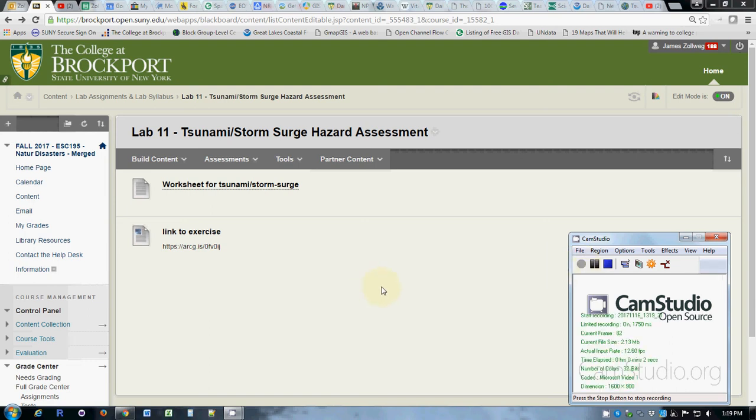This is an orientation and background for Natural Disasters Lab 11 about tsunami and storm surge hazard assessment. The materials that are needed for this exercise are a worksheet to fill out and hand in, and also a link to the story map, which contains the information and instructions for the exercise.